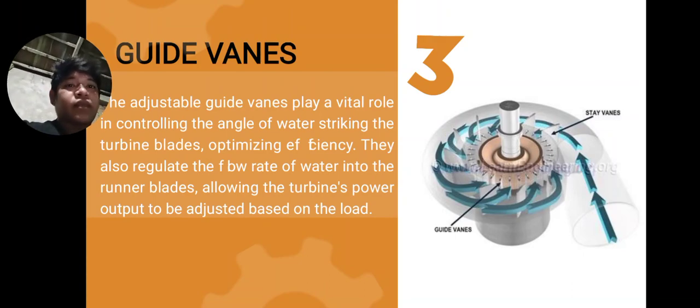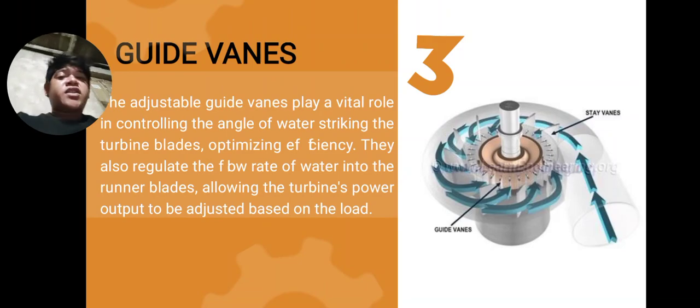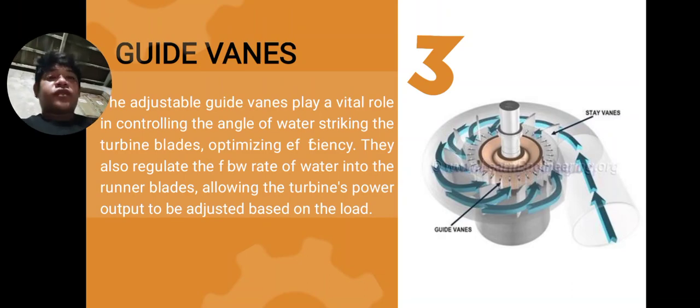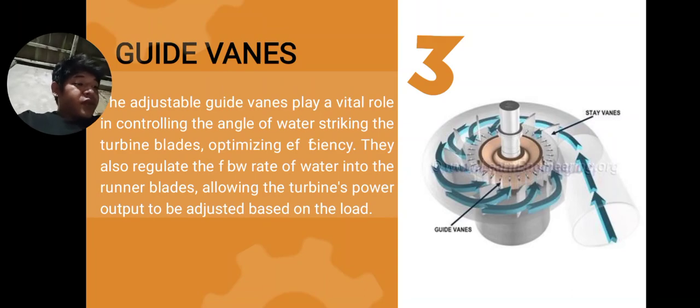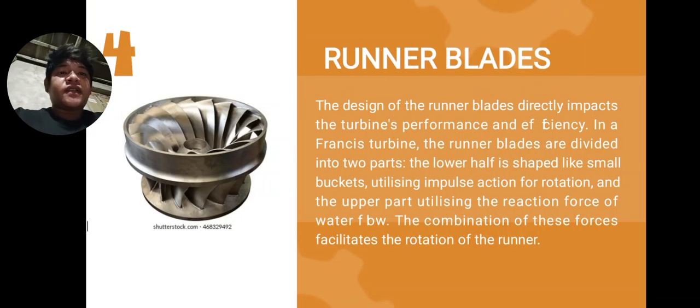The guide vanes direct the water tangentially to the turbine wheel, known as a runner. This flow acts on the runner's vanes, causing the runner to spin. The guide vanes or wicket gate may be adjustable to allow efficient turbine operation for a range of water flow conditions. That is the function of guide vanes.